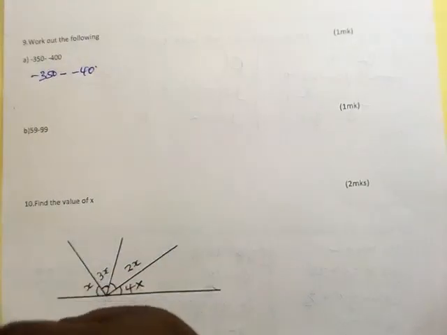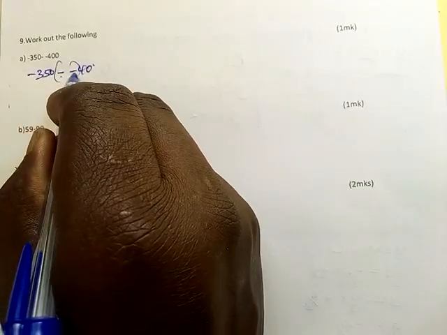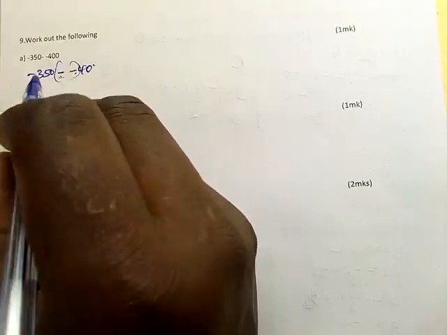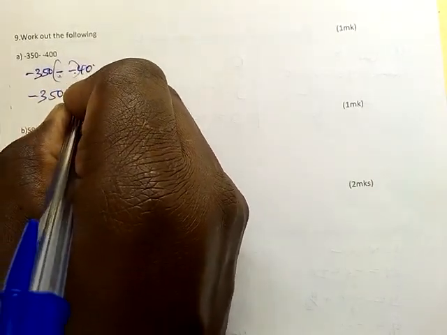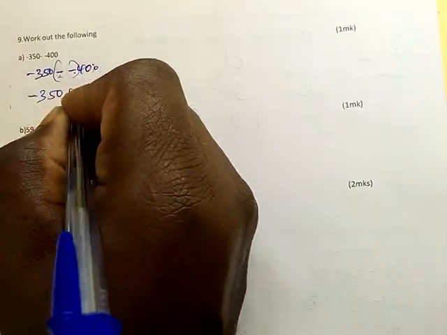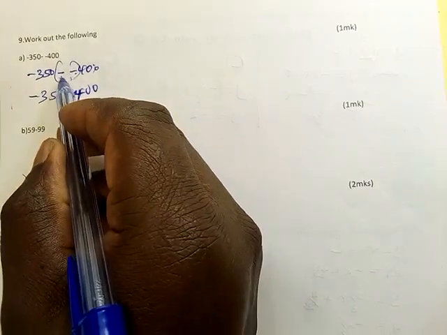This is a very simple math. Work out the following, but it gives students a very big challenge. This is negative 350 minus negative 400. When you give a student this kind of math, they are shocked. What is that? This is a negative times a negative, and a negative times a negative gives a positive. So it means negative 350 plus 400.